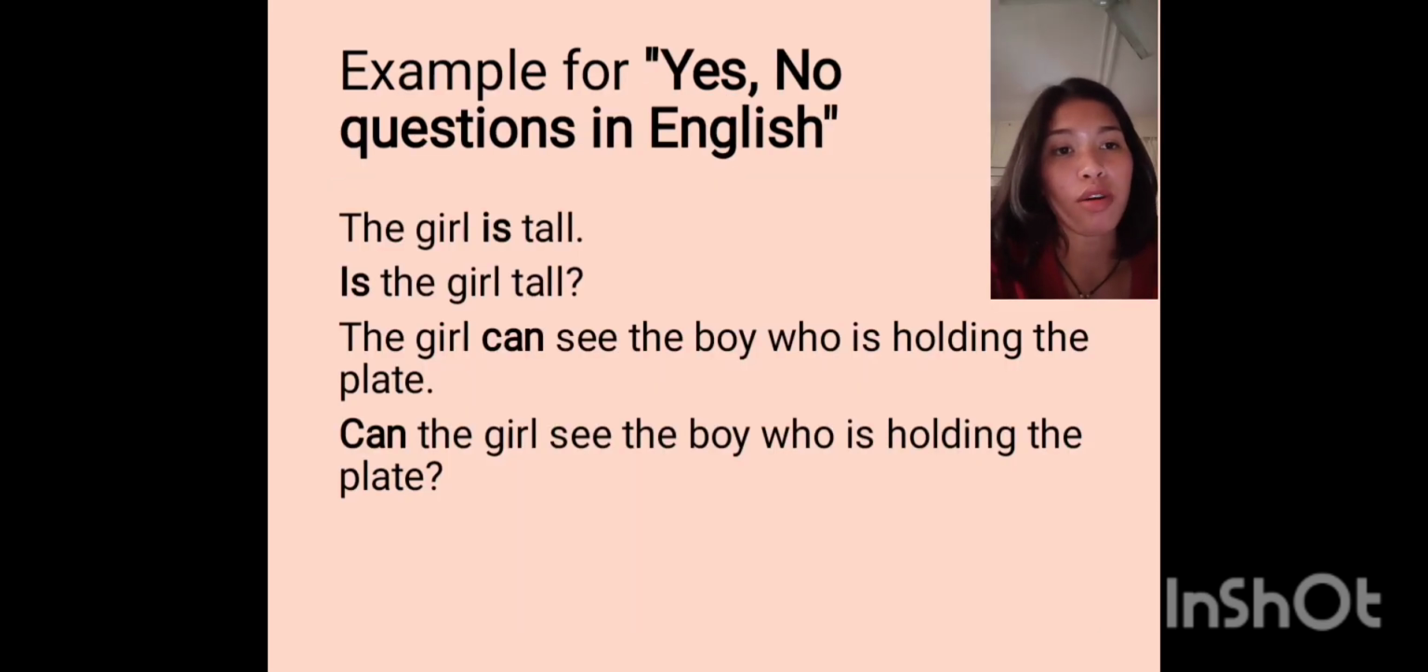Here is an example for yes/no questions in English. The first one is: The girl is tall. If you convert it into a question form, it must be answerable by yes or no. So here it goes: Is the girl tall? It is answerable by yes or no, and it follows the rule. The second one is: The girl can see the boy who is holding the plate. If you transform it into a question form: Can the girl see the boy who is holding the plate? It is still answerable by yes or no.